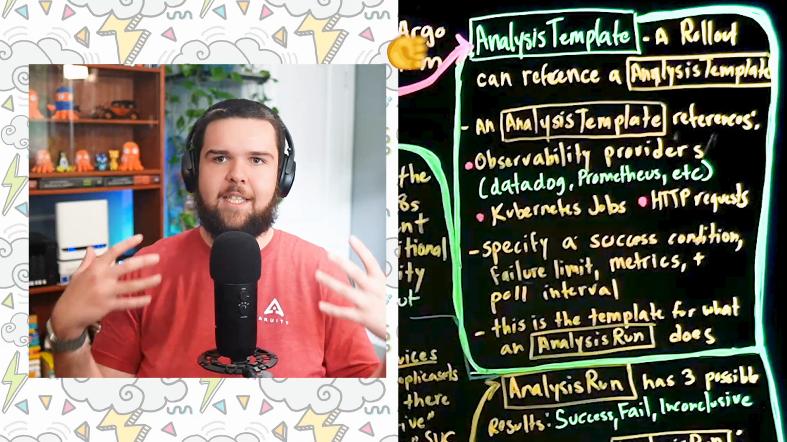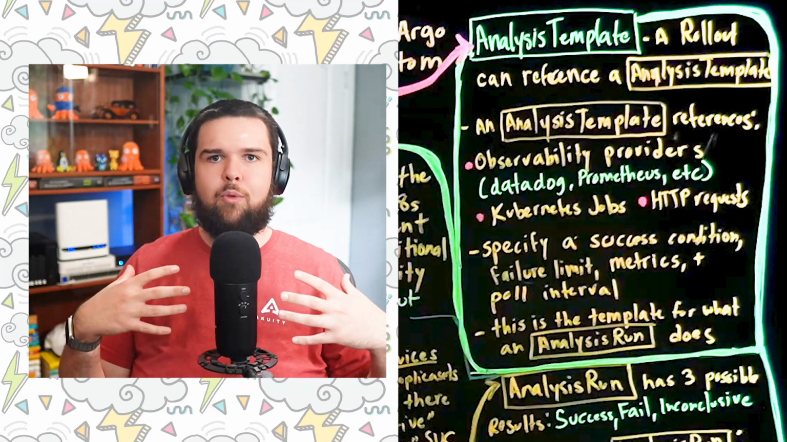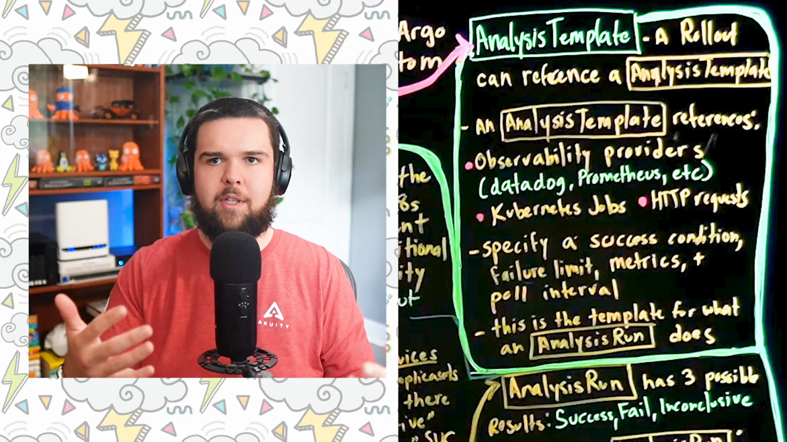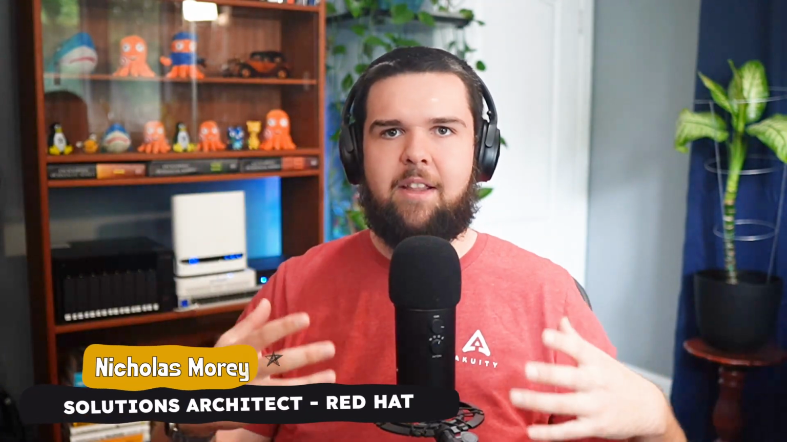So that's where the analysis template comes in, is that you can actually specify what testing that you want to run as you progress through your delivery strategy. Whether it's blue, green, or Canary, you can specify an analysis template that then reaches out to your observability providers, or you could run a Kubernetes job or make an HTTP request, and you specify based on those metrics, what is my success criteria? I want to see 95% successful status codes coming out from my application. That's what success looks like. And then that analysis template is used in the rollout to determine how to progress through that deployment strategy.